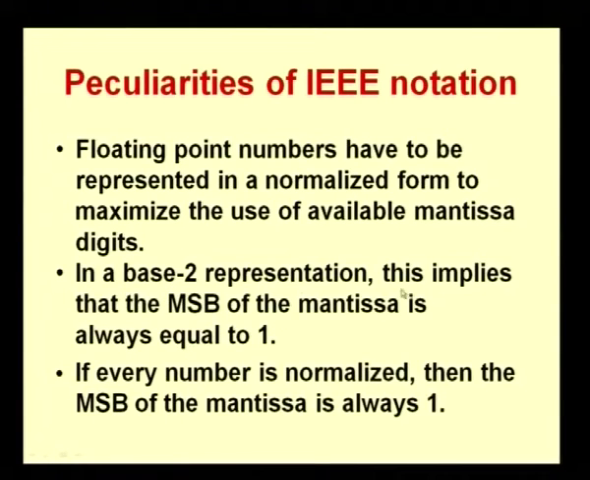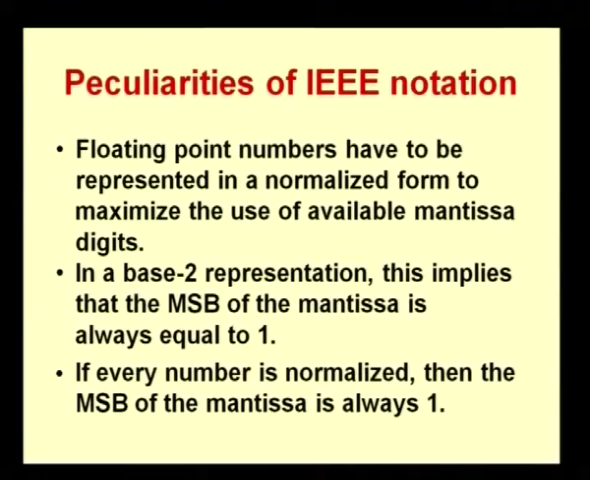Now, what the IEEE notation does is one more optimization on this, which is that in base 2 representation, this implies that the MSB of the mantissa is always equal to 1, because when you normalize it, the most significant bit will become equal to 1. So, the idea used here is, since the MSB will always be 1, do I really need to store that 1 value in my mantissa bits? I can treat that as an implied number and start representing only from the next bit onwards.